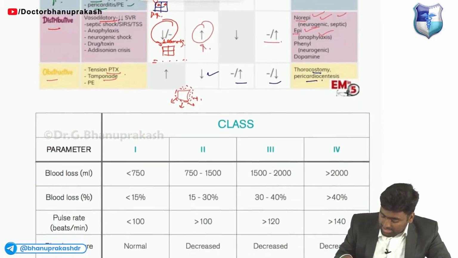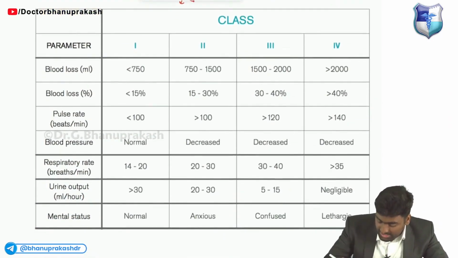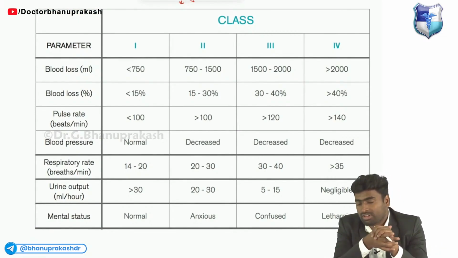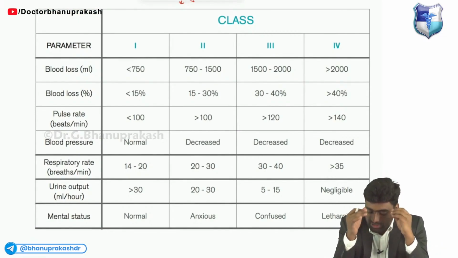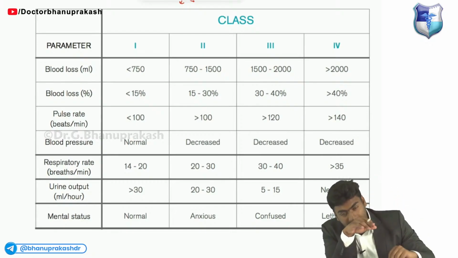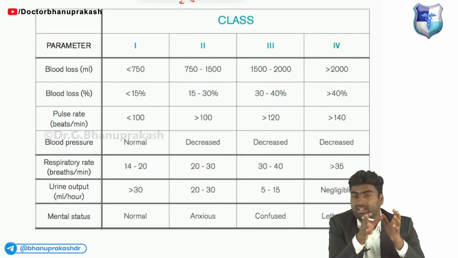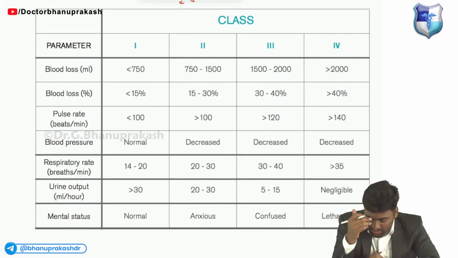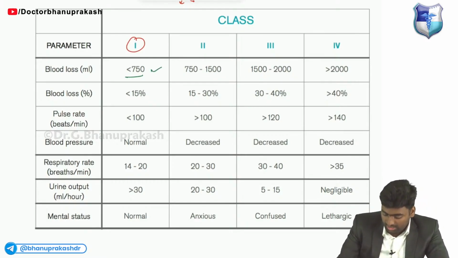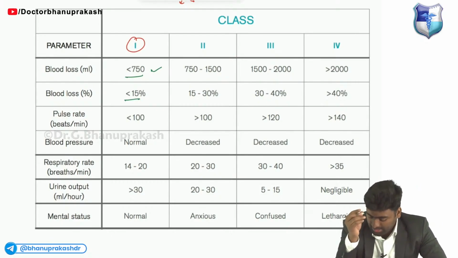And finally, the last shock is hypovolemic shock. There are different types of classifications for these shocks. This you need to remember about hypovolemic shock. In the case of hypovolemic shock, we'll classify them based on the degree. If it is just a small trauma and there is less blood loss, then the blood loss will be less than 15%.